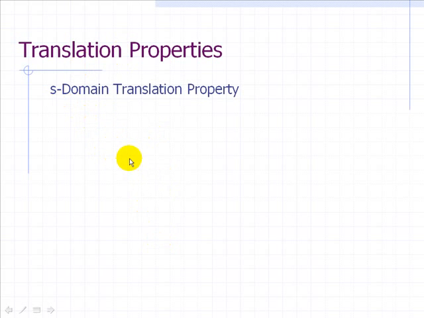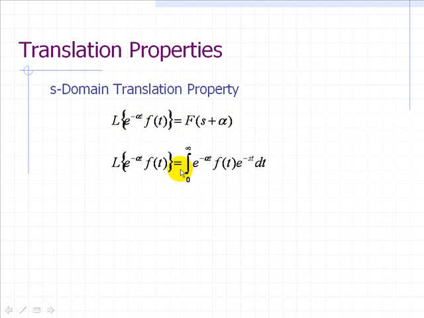But let's look at it here for the s domain case. When we multiply f of t by an exponential, the Laplace transform for this product is just F of s, where s is substituted with s plus alpha. So let's show that.